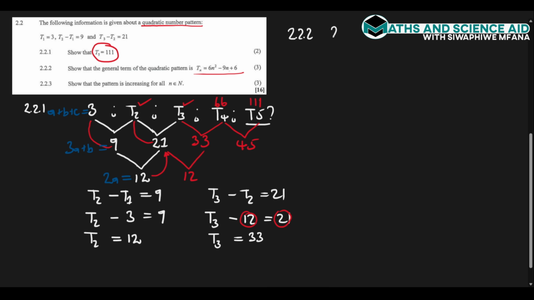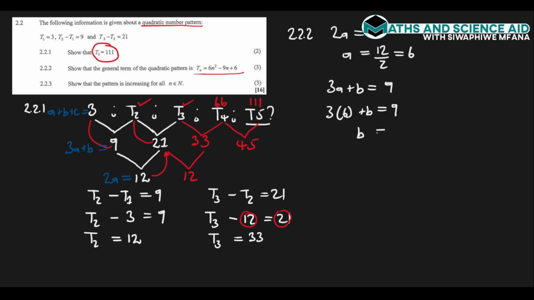Starting with the simplest equation, 2a is equal to 12. This means that a is going to be equal to 12 over 2, which is equal to 6. Moving on to the second equation, 3a plus b is equal to 9. We can now substitute in the value of a here and then solve for b. As you can see, b is given by 9 minus 3 multiplied by 6, which is 18. Therefore, this is equal to 9 minus 18, which is equal to negative 9.